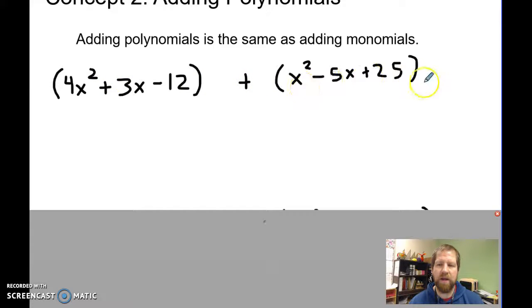I might have a term in one of my polynomials that's not in the other, but I'll never have more than one term in a polynomial of the same type. So I'm not going to have more than one x squared in this polynomial. So I'll come through, I've got my x squareds, I've got my x's with my negative sign, and then I've got my constants. Right? Okay.